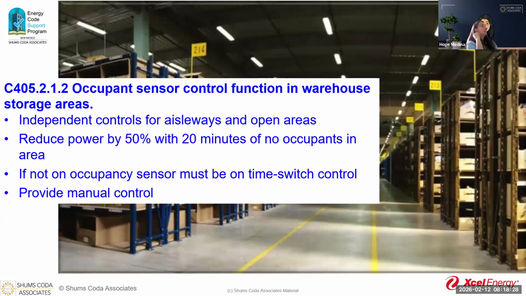All right, now warehouses. Warehouses are fun. For warehouses, we are going to have occupancy sensors that are independent for each of the aisleways and the open area. And that sensor is going to reduce the amount of lighting by at least 50% within the 20-minute span of nobody being in that particular area.